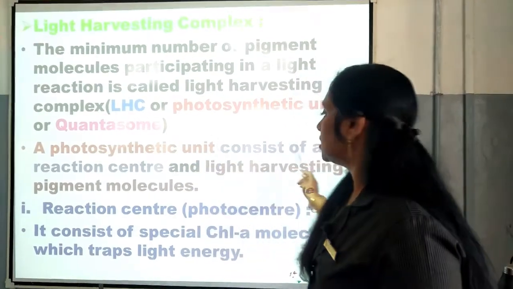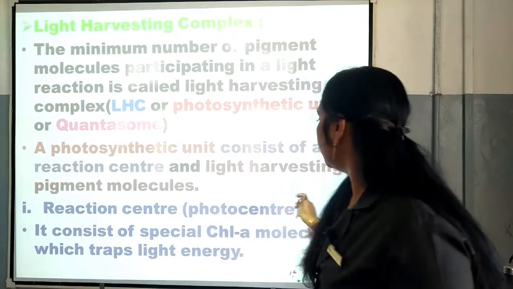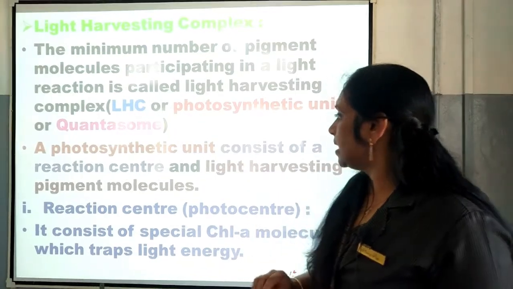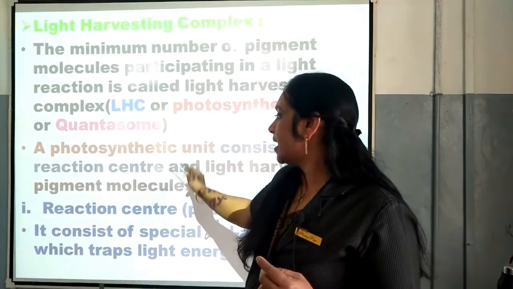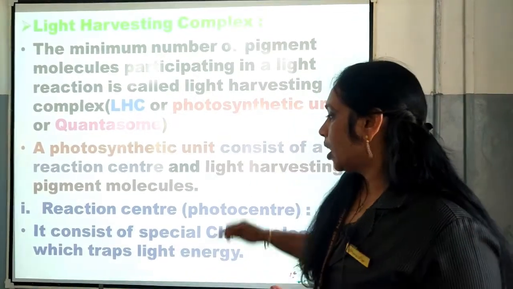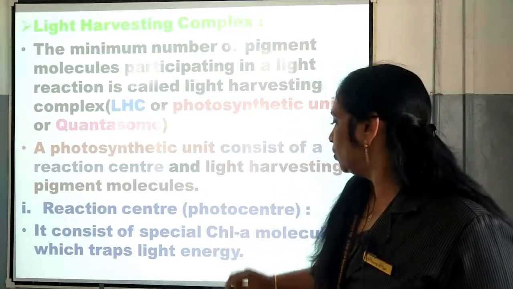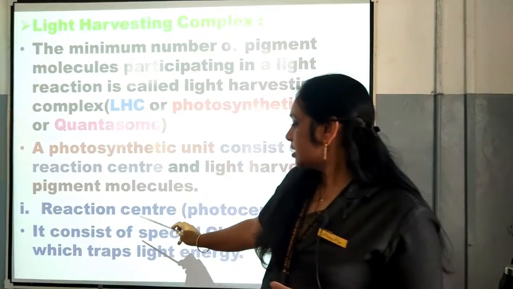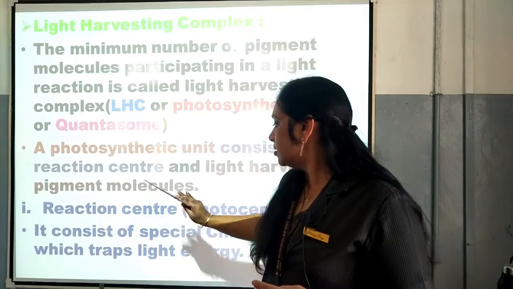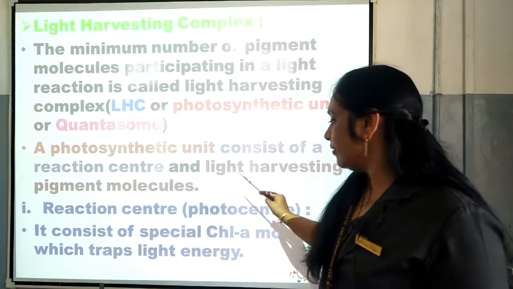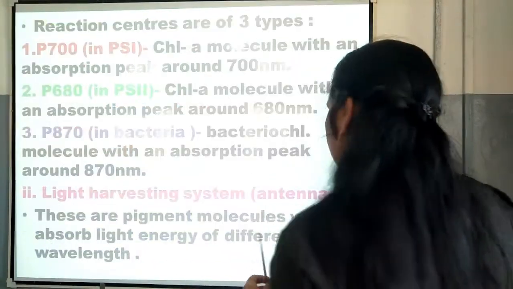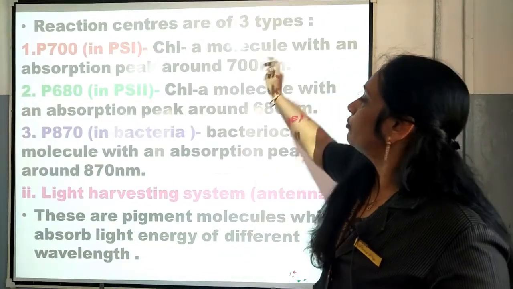The photosynthetic unit consists of a reaction center and light harvesting pigment molecules. So we can say it has two areas: one is the reaction center, the other is the light harvesting pigment molecules. The first one, the reaction center, is also known as photocenter. It consists of a special chlorophyll A molecule which traps light energy. Now reaction centers are of three types.